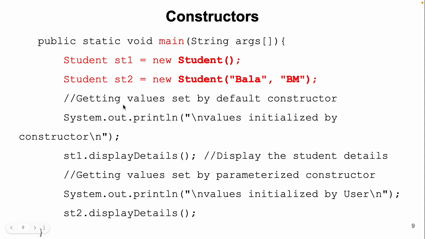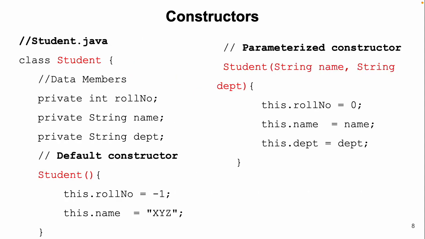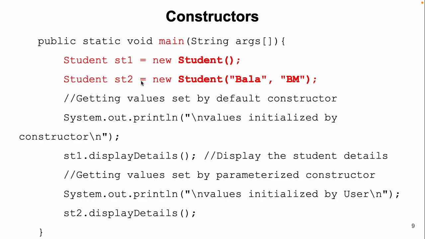Okay? And then I am creating another object st2 equal to new Student, passing some parameters, Bala and BM. So it will call this parameterized constructor. Here Bala will be assigned to the name and BM is assigned to the department, to the corresponding data members of that object st2.